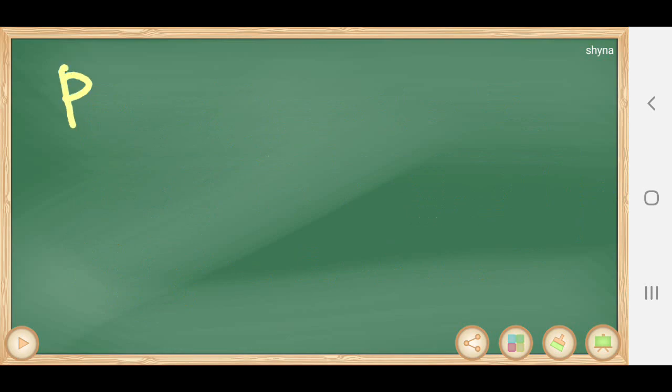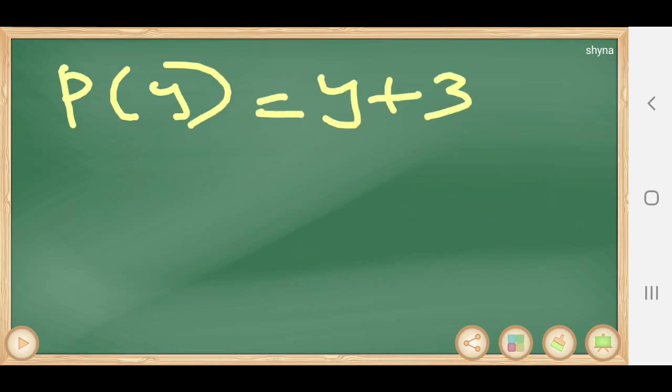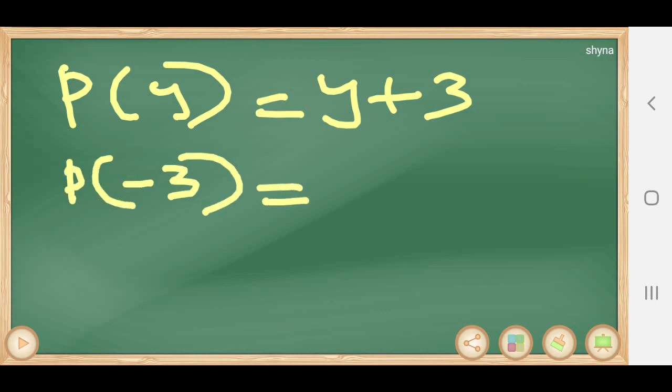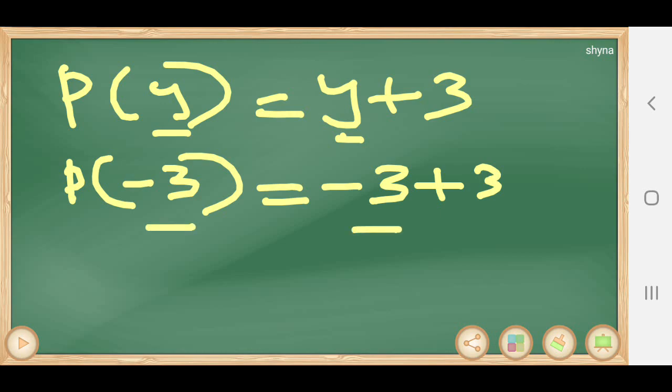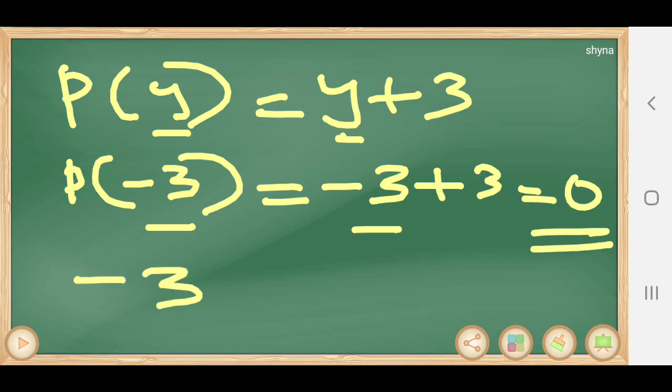That is another example. P of y equal to y plus 3. What is the 0 of this polynomial? You know that minus 3 plus 3 only gives a 0. So, if I substitute minus 3, what is p of minus 3? Minus 3 plus 3. P of y equals y plus 3. Wherever y comes, substitute there minus 3. P of minus 3 equal to minus 3 plus 3, that equal to 0. So, minus 3 is the 0 of the given polynomial.